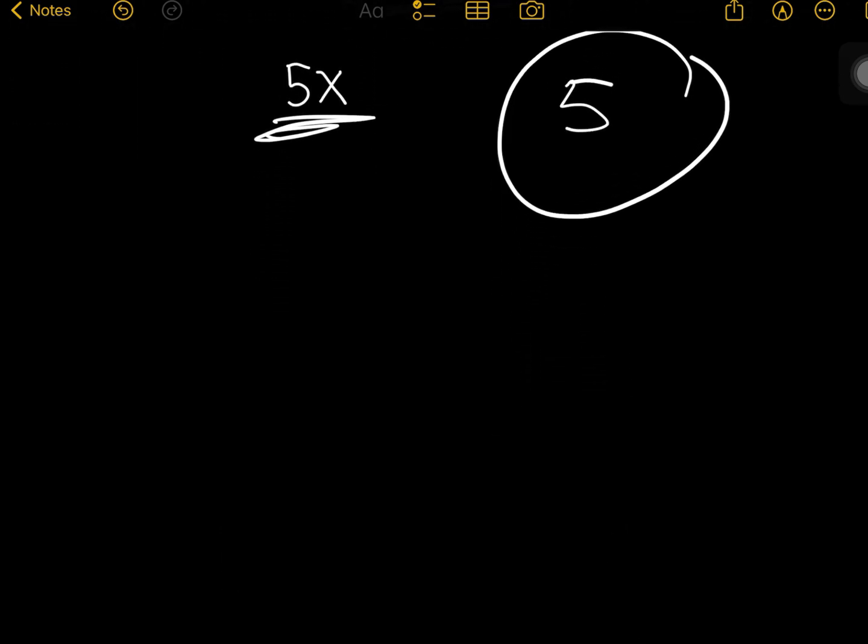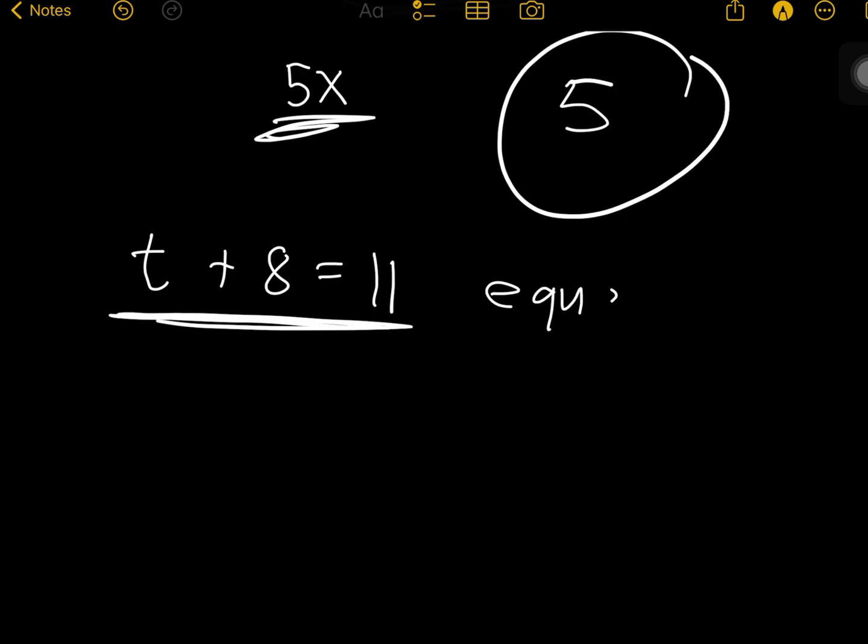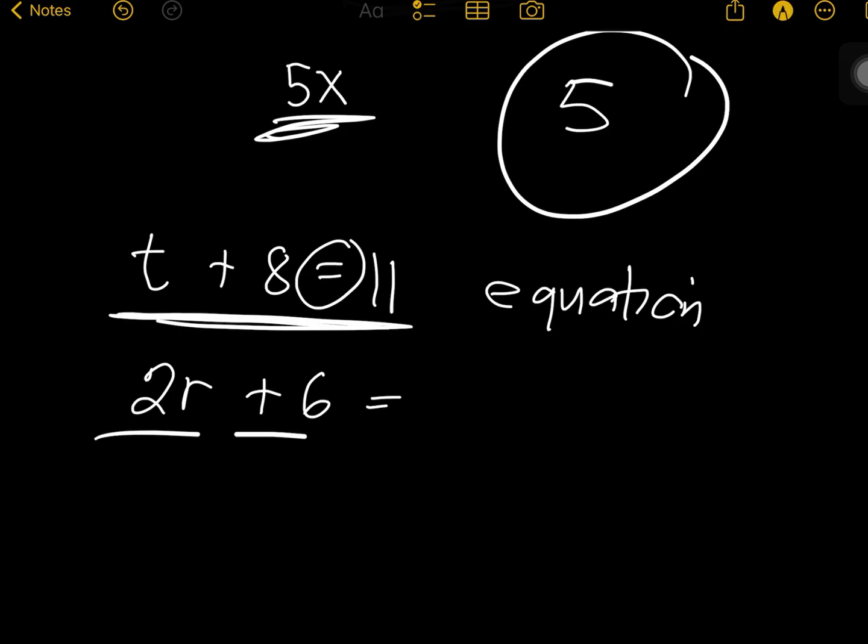So if you have t plus 8 is equal to 11, based on the introduction of letters for numbers, we can consider this as an example of an equation, simply because it has an equal sign. While if you have 2r plus 6, right? We can consider this as an expression.